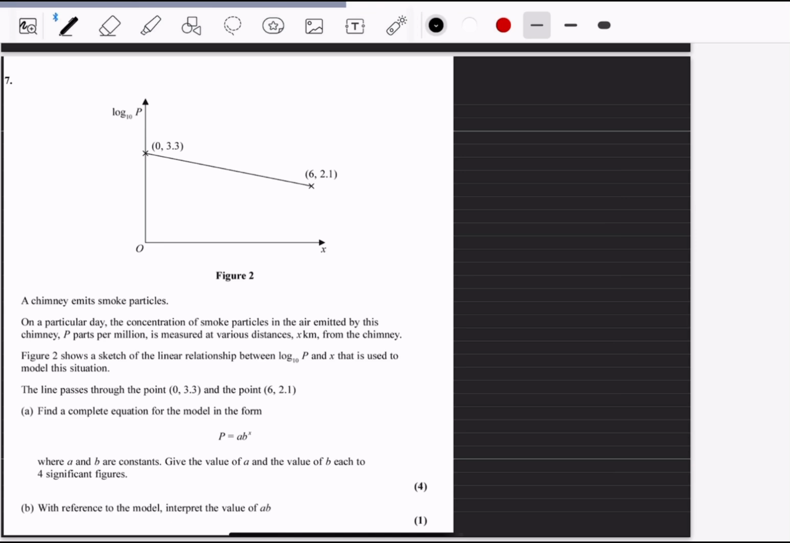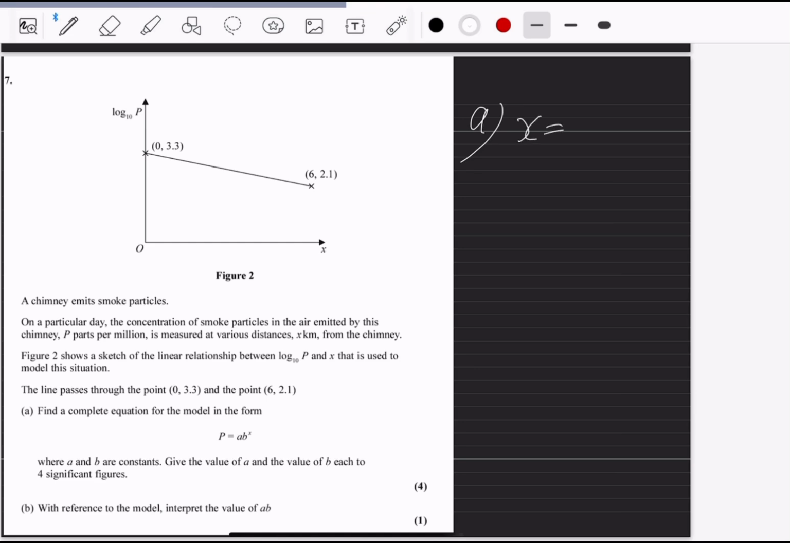How can we find this solution? Let's get started with part A. We know two points pass through this line. That means when we put the coordinates into this straight line equation, we should have these two equations. Then we can solve the simultaneous equations.